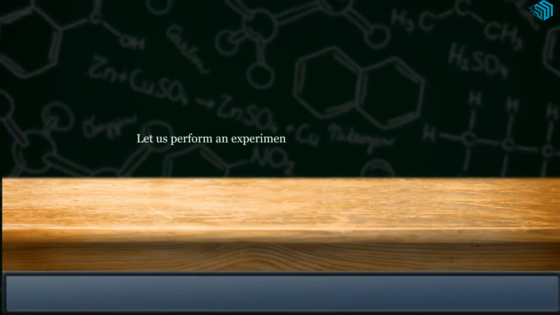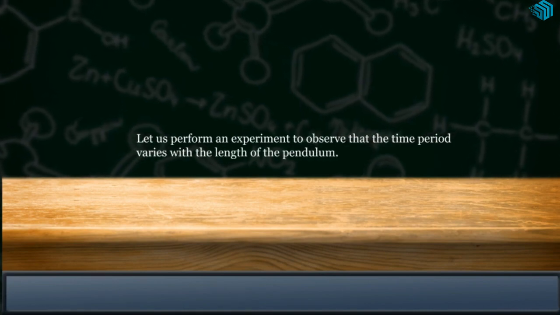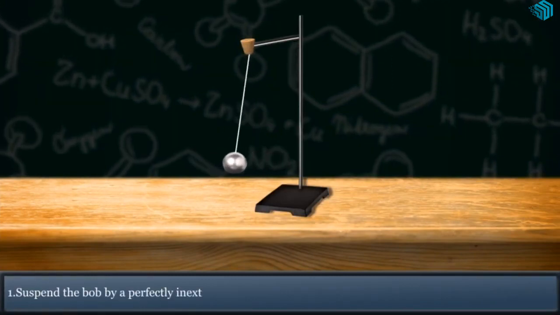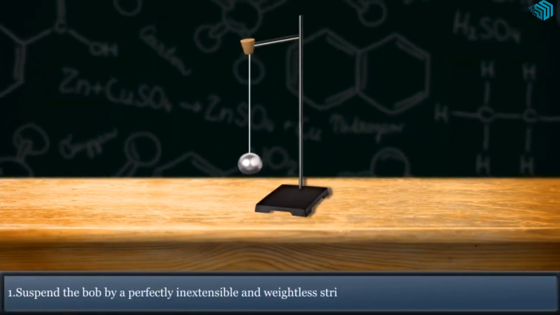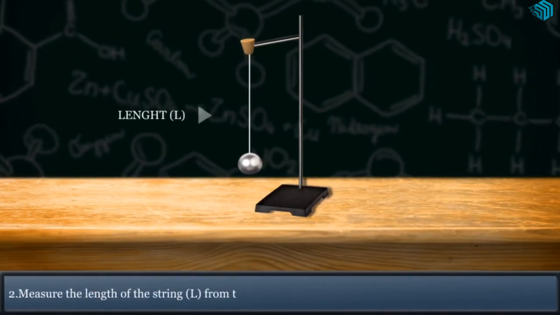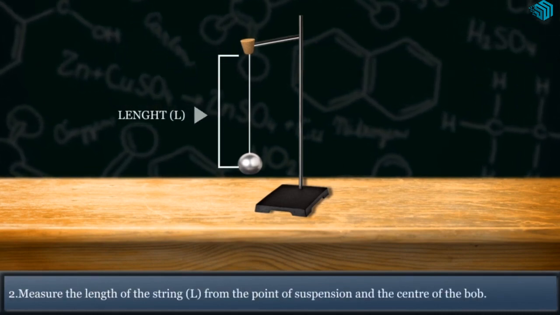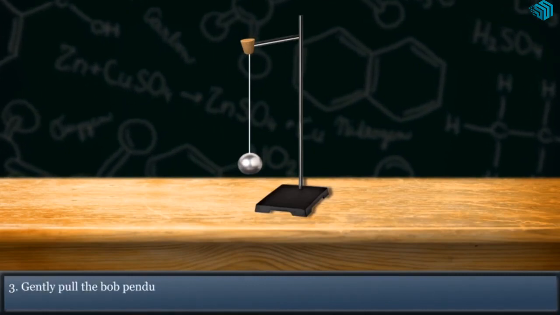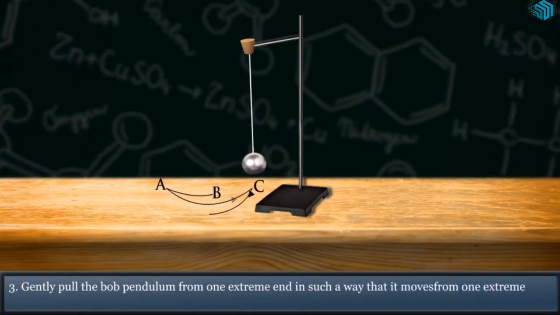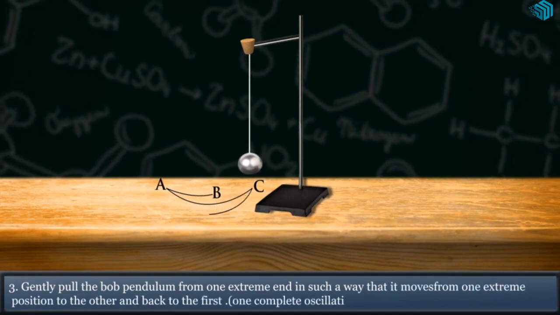Let us perform an experiment to observe that the time period varies with the length of the pendulum. Number 1. Suspend the bob by a perfectly inextensible and weightless string. Number 2. Measure the length of the string from point of suspension to the center of the bob. Number 3. Gently pull the bob from one extreme end in such a way that it moves from one extreme position to the other and back to the first.